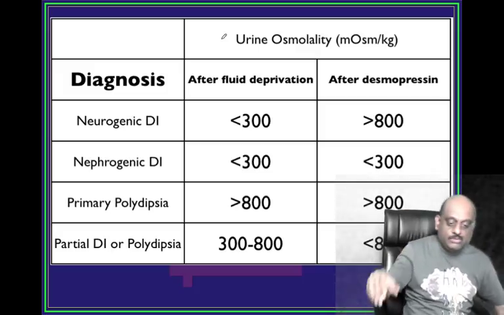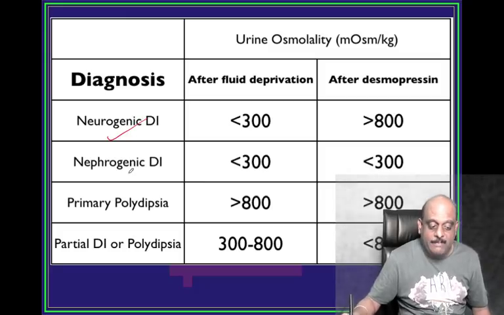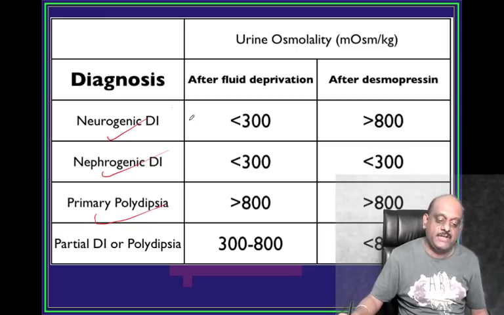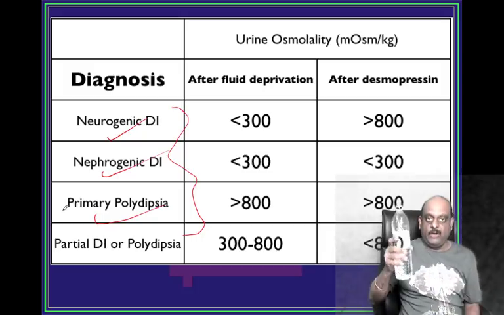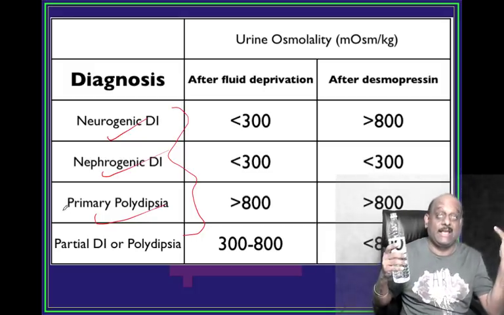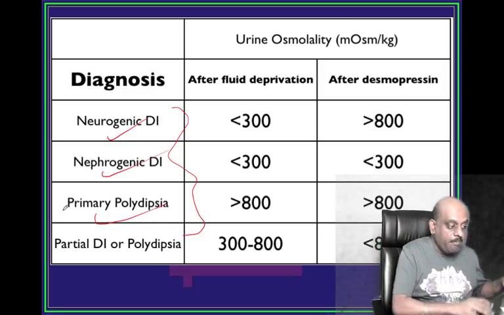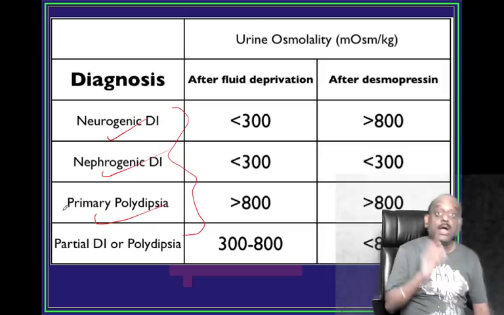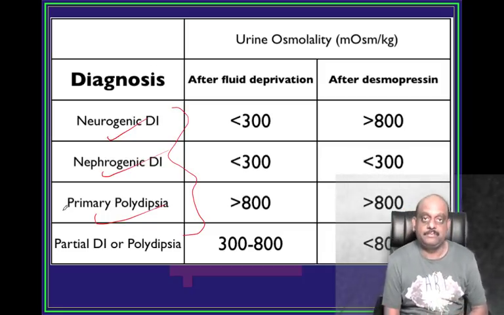Examiner will ask you, bhaiya, neurogenic diabetes insipidus, nephrogenic diabetes insipidus, primary polydipsia, how will you differentiate? Primary polydipsia means a fellow like me continuously drinking water, but psychologically there is a good feeling. So how do you differentiate? Very simple, doctor.